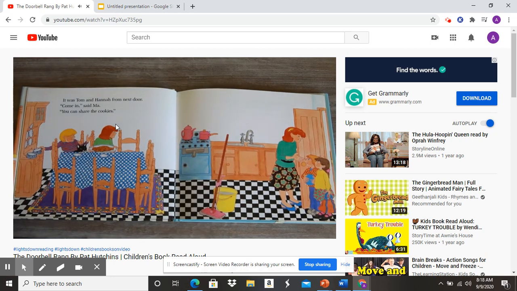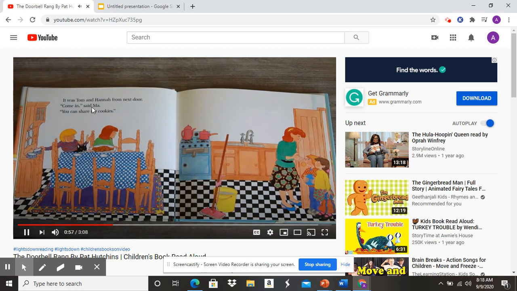It was Tom and Hannah from next door. Come in, said Ma. You can share the cookies. Oh no, so they have 2 more people coming. So they have to share the cookies with 4 people.